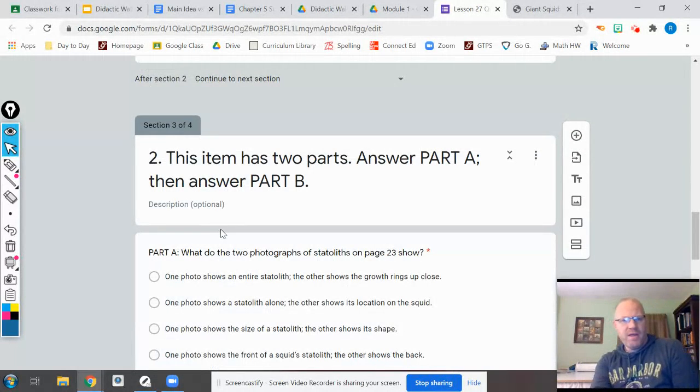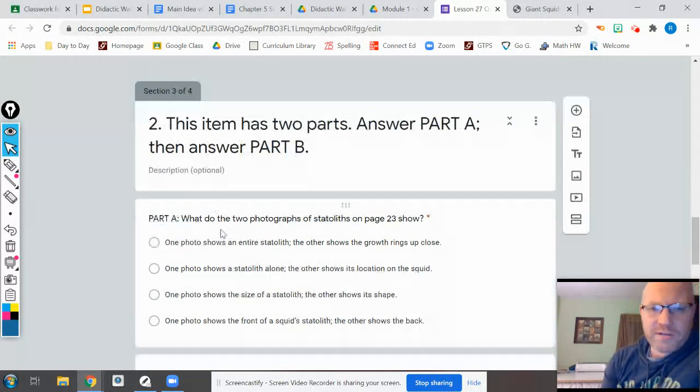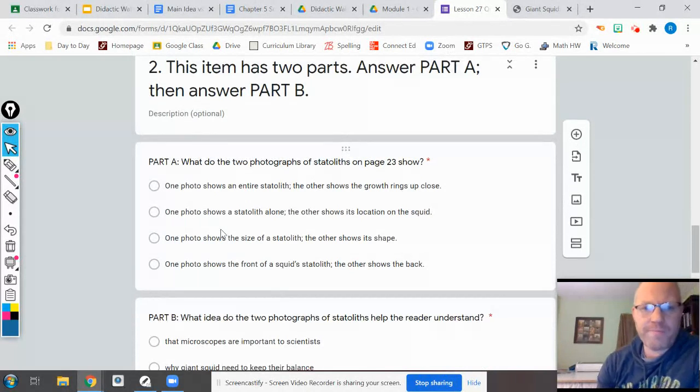Moving on. This item has two parts. First part A, then part B. What do the two photographs of statoliths on page 23 show? One photo shows the entire statolith. The other shows the growth rings up close. One photo shows the statolith alone. The other shows its location in the squid. One photo shows the size of the statolith. The other shows the shape.